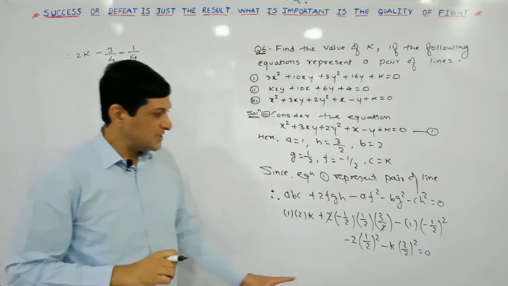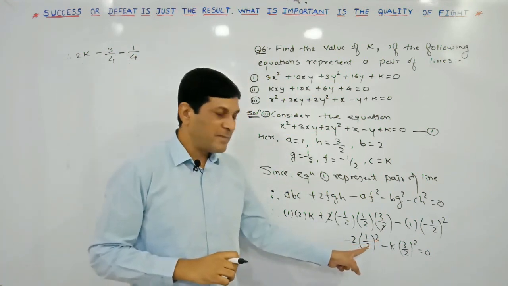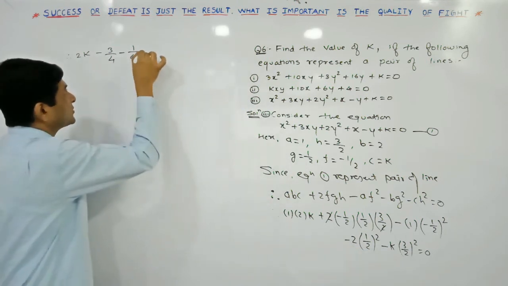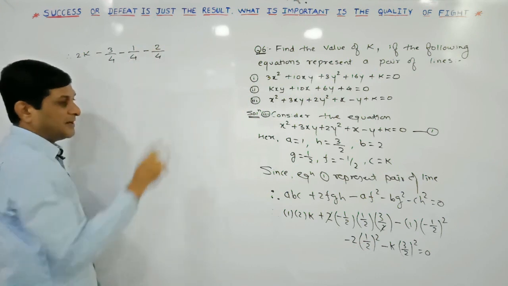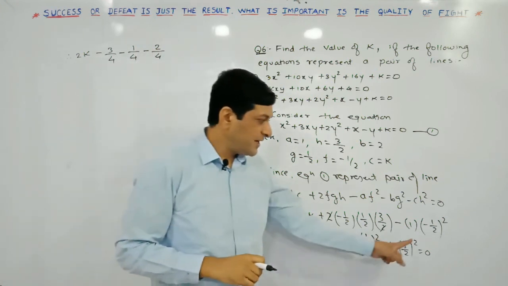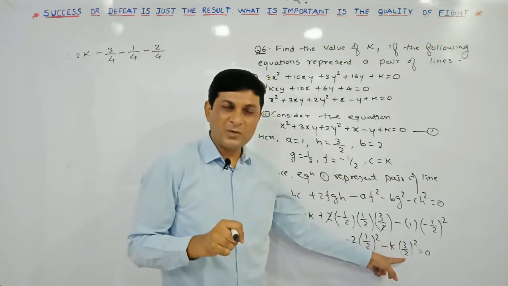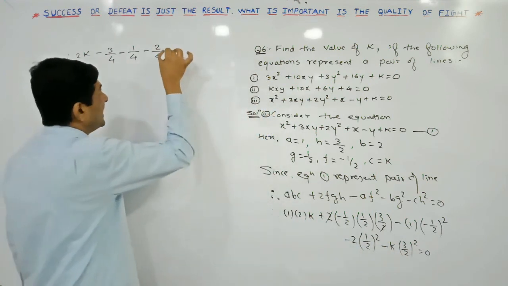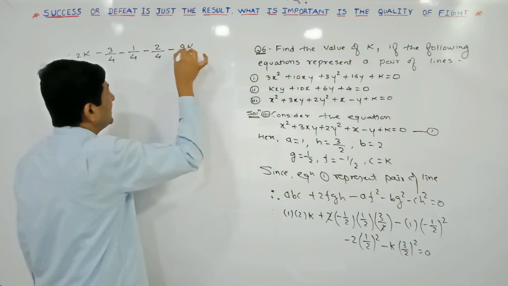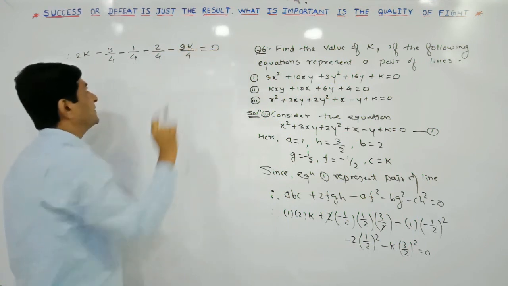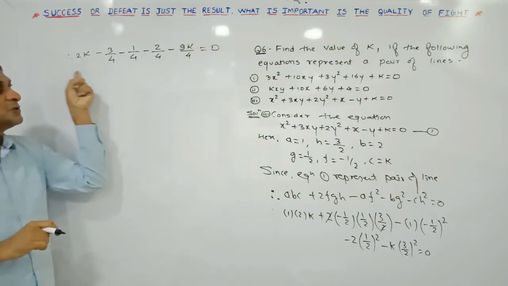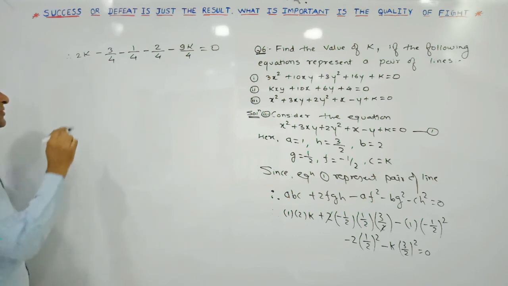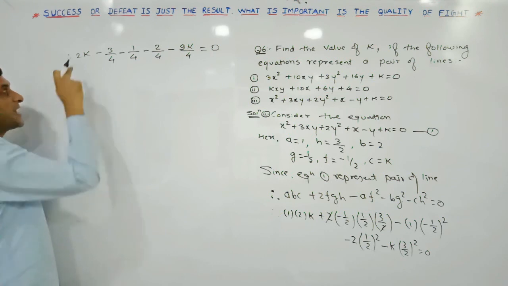Again, if you observe here, the square of plus 1 by 2 will be 1 by 4. 1 by 4 into minus 2 will be equal to minus 2 by 4. And observe the last term. The square of 3 by 2 will be equal to 9 by 4. 9 by 4 into minus k will be equal to minus 9k by 4, which is equal to 0. To eliminate this 4 from the denominator, just simply multiply both sides by 4. Let us see what we'll get if we multiply by 4.